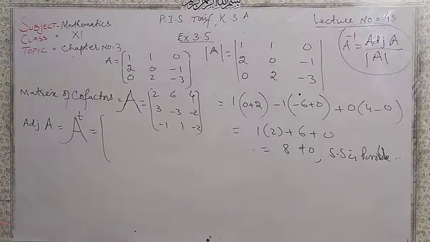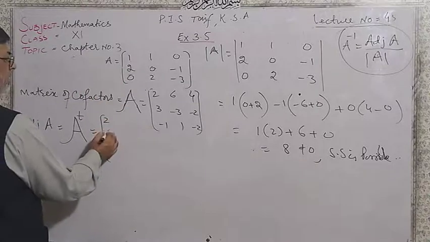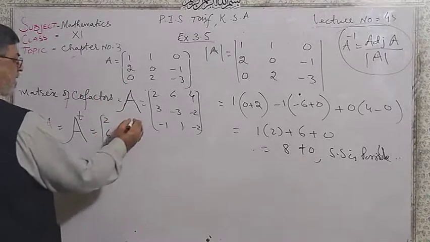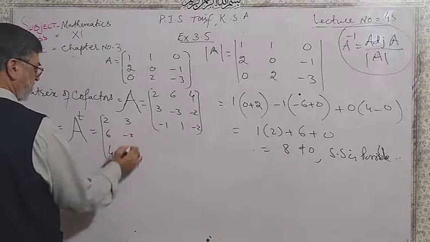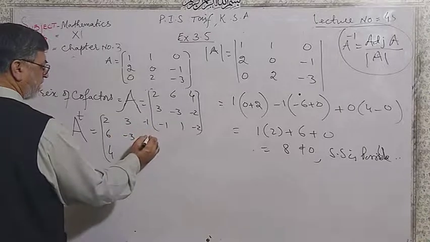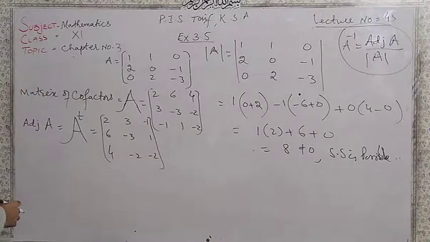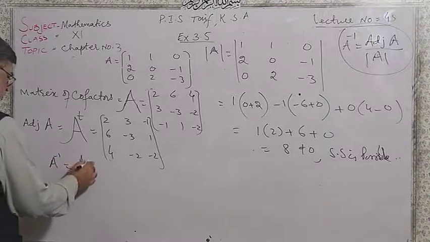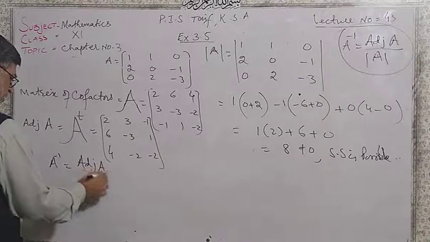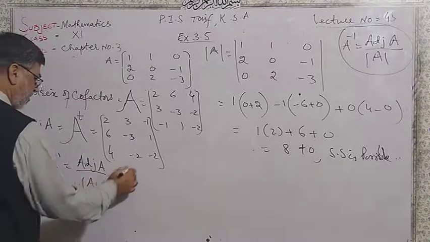Remember that the first row becomes the first column, 2, 6, 4. The second row becomes the second column, 3, minus 3, minus 2. The third row becomes the third column, minus 1, 1, minus 2. Okay, then A inverse is equal to adjoint A over A determinant.